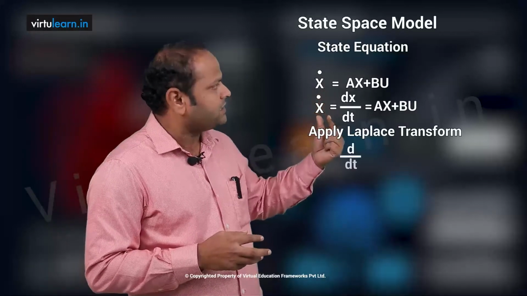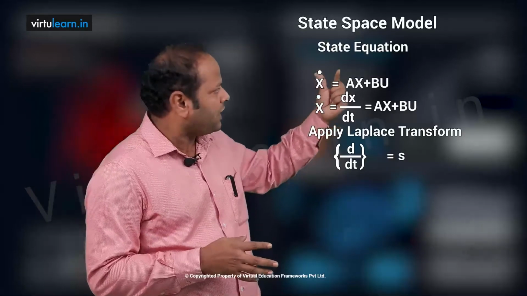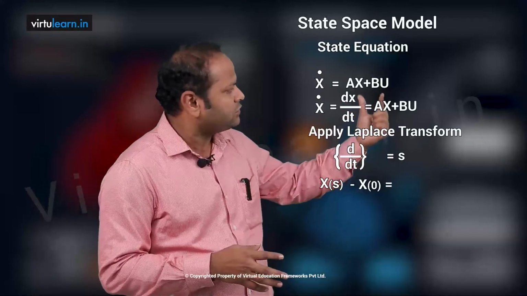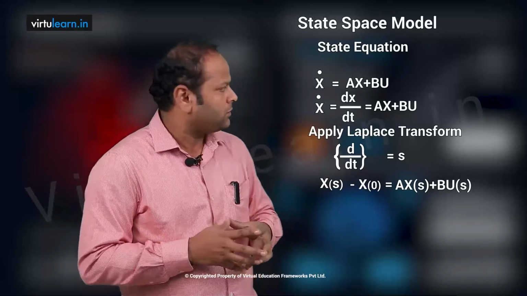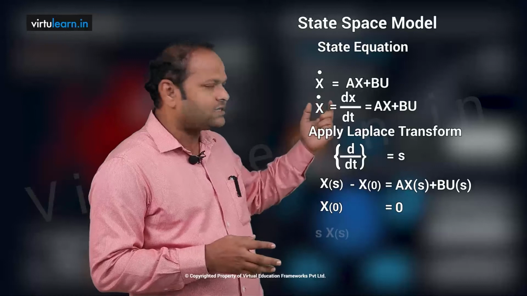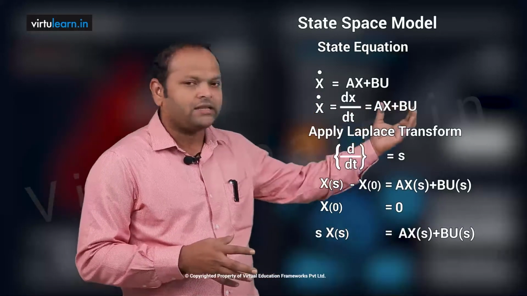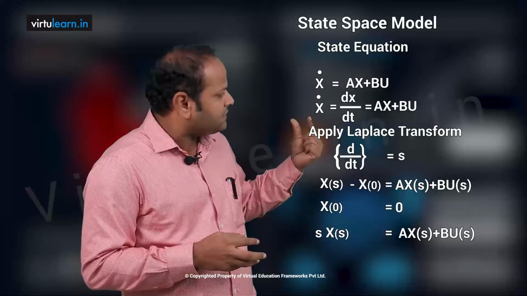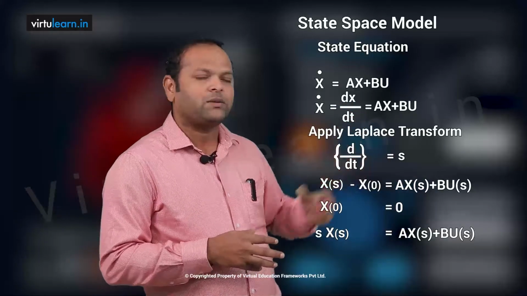We know that the Laplace transform of d by dt is nothing but s. So we already have dx by dt, therefore the Laplace transform of it gives sX(s) - X(0) = AX(s) + BU(s), where U is the input. Now in a transfer function we assume the initial condition is 0, therefore sX(s) = AX(s) + BU(s). Now let us take AX(s) to the other side and take X(s) common. So when you take X(s) common, we get (s - A), where s is a Laplace variable and A is a matrix.